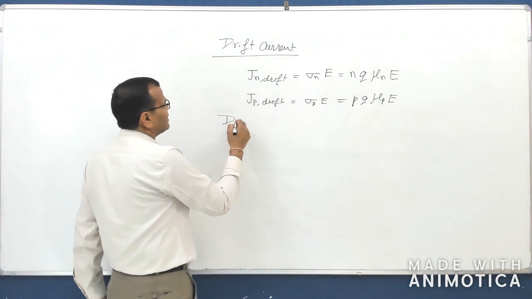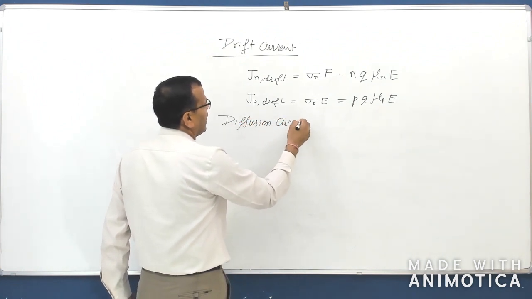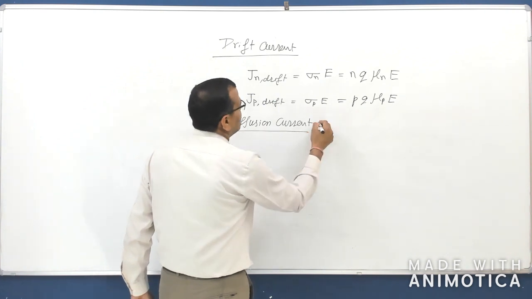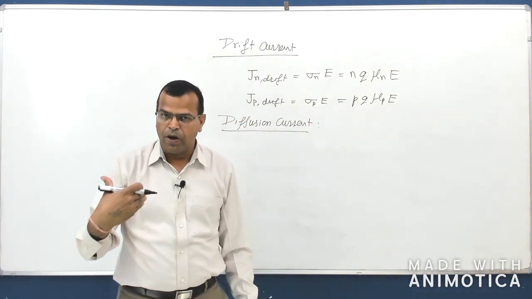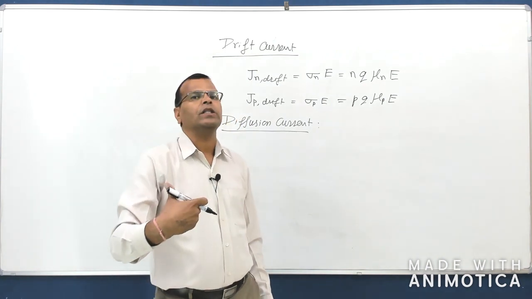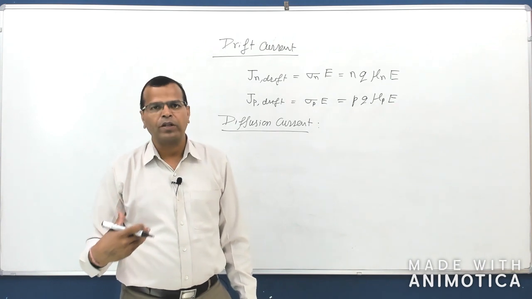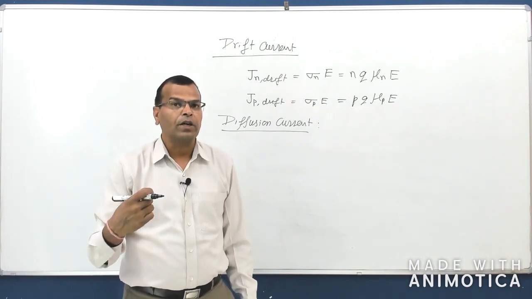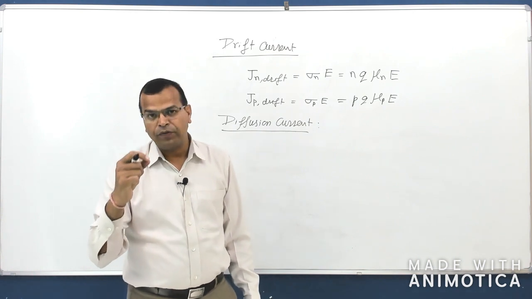Now we have just discussed in my previous video the diffusion current, and I have explained that diffusion is nothing but flow of charge carriers from higher concentration to lower concentration. The flow of charge carriers from higher concentration to lower concentration is nothing but diffusion, and that constitutes a current. That current is known as diffusion current.